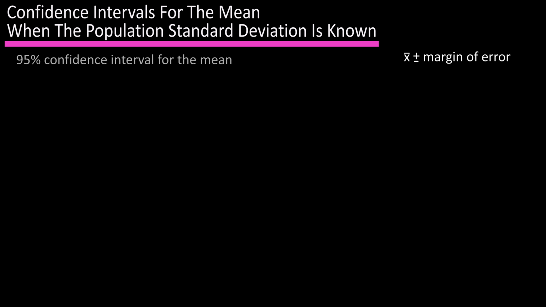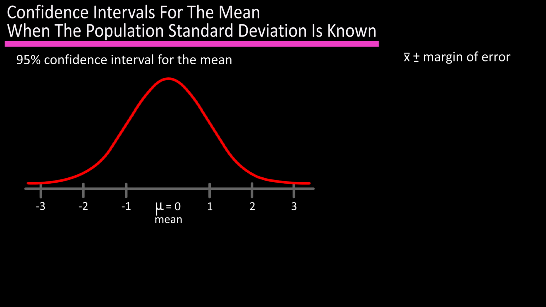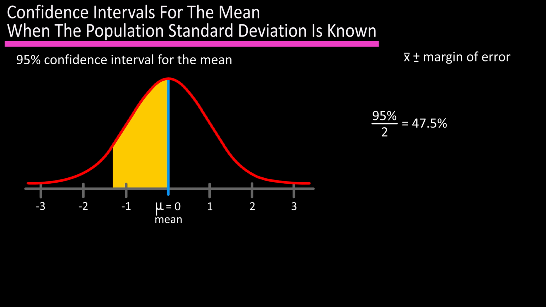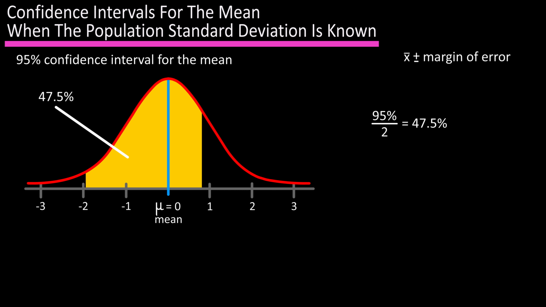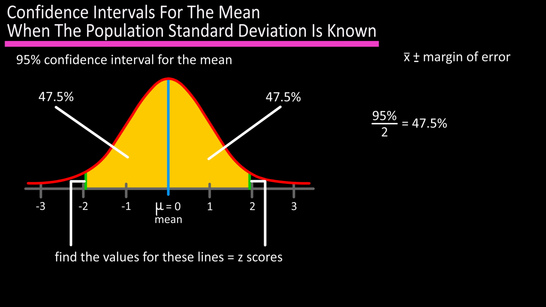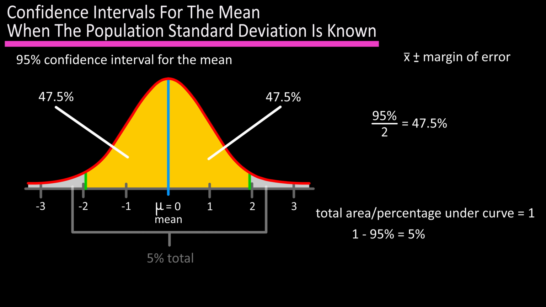So if we want a 95% confidence interval for a mean on a standard normal distribution, that looks like this. We have the mean here in the middle, and 95 divided by 2 is 47.5. So 47.5% on the left side of the mean and 47.5% on the right side. And what we need to find is the value for each of these lines to determine the values of our confidence interval. We know that the total percentage under the curve is equal to 1. So 1 minus 95% equals 5%, which is what is under these two ends or tails. Next we can divide 5 by 2, and we have 2.5% on the left tail and 2.5% on the right tail. Now we can use z-scores.